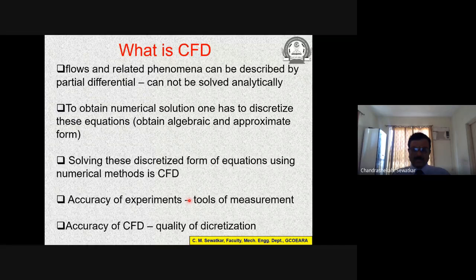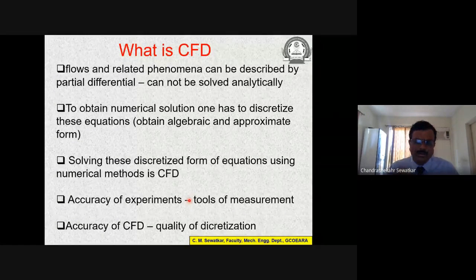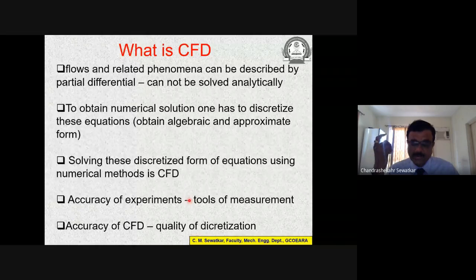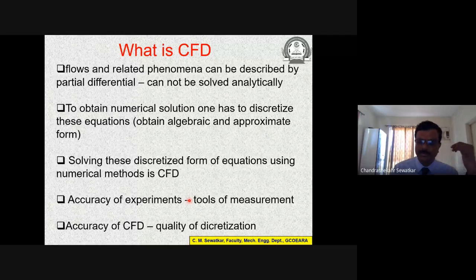Yesterday, the difference between finite difference and finite volume, and the advantages and disadvantages of finite volume and finite difference methods were discussed by Professor Atul Sharma. So I don't want to go into those details because my objective is to take you through the finite volume methodology. We have seen yesterday that finite volume methodology works better for complex problems. And the accuracy of computational fluid dynamics depends on the quality of discretization. The quality of discretization, as discussed yesterday, is better if we make use of the finite volume method.